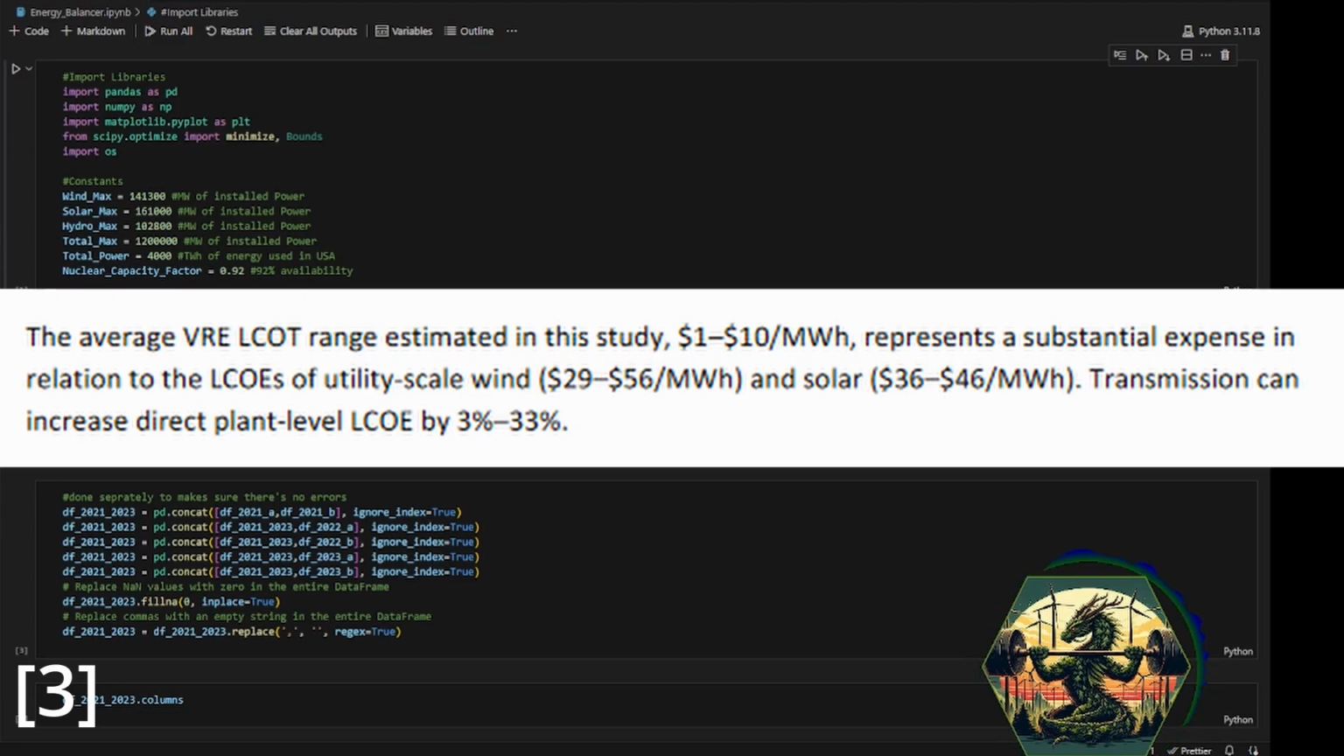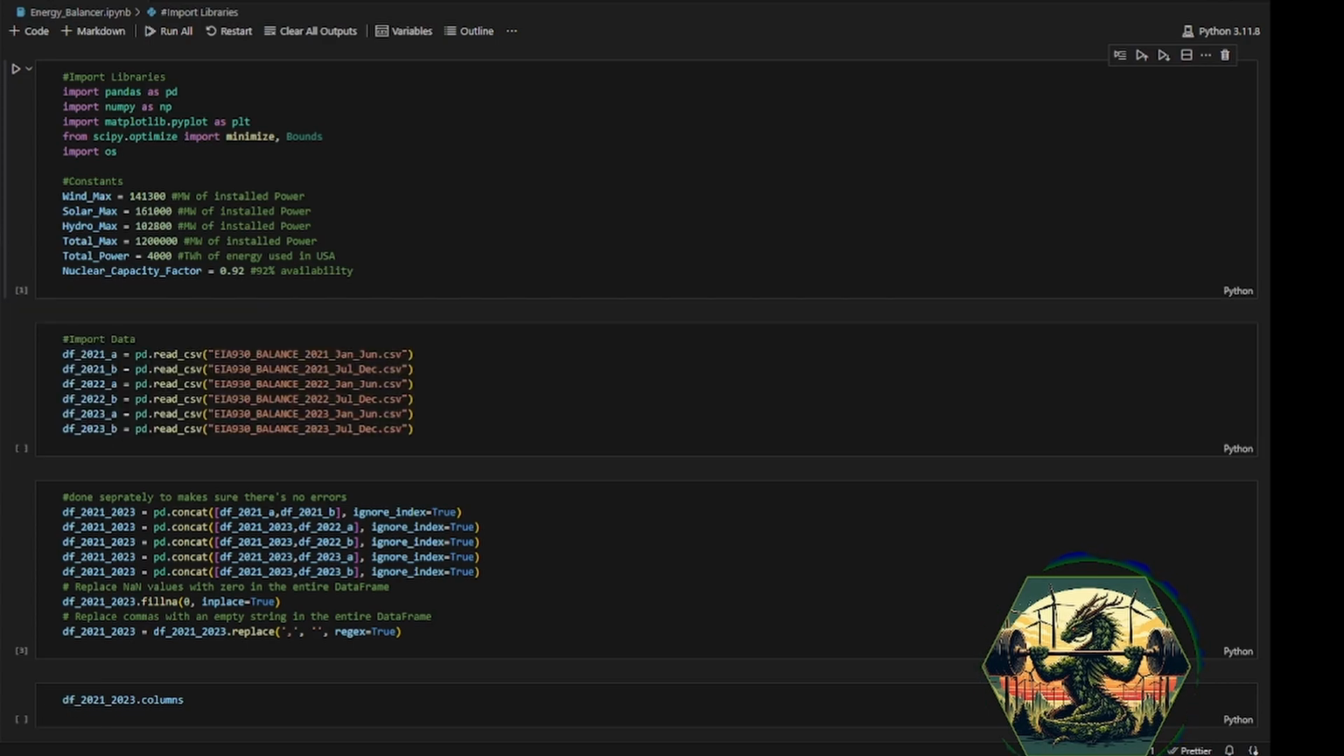So all I did was take the energy data from the United States from 2021 until 2023 and toss it into Python to produce some nice charts and optimize the system to minimize the renewable energy costs and ensure that energy demands are met.